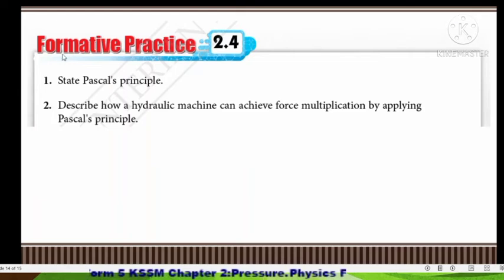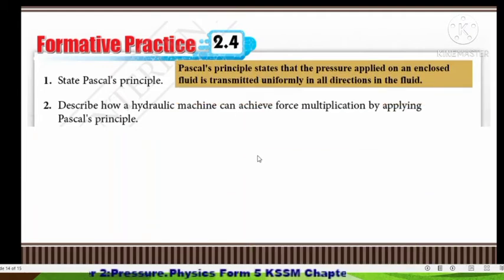Okay, let's look at formative practice 2.4. You go and try to answer this question first before you come back to check the answer. Okay, number 1, state Pascal principle. So according to Pascal principle, the pressure applied on an enclosed fluid is transmitted uniformly in all directions in the fluid. So you can use the word liquid also.